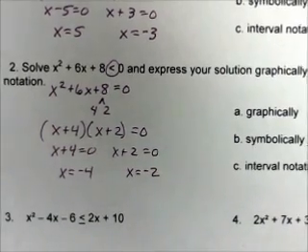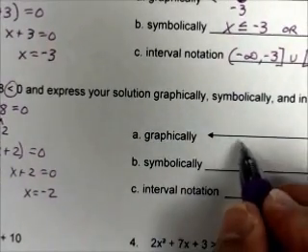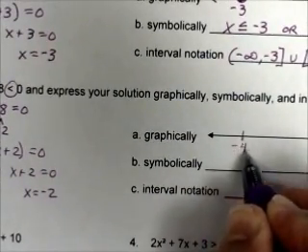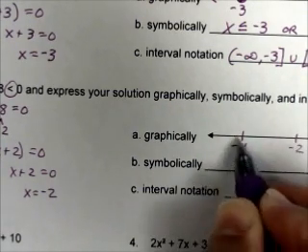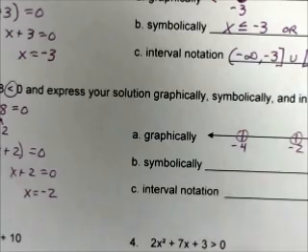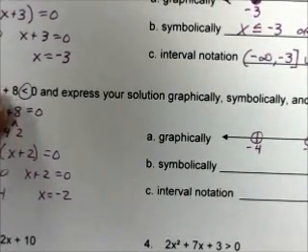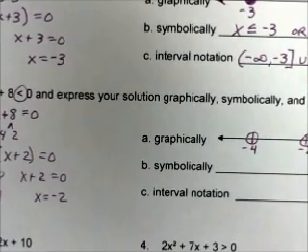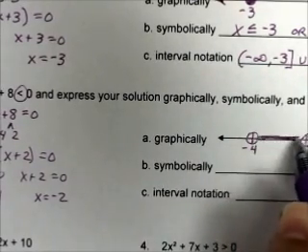Place -4 and -2 in their appropriate places on the number line. Right? -4 is smaller than -2. Circle each. And our original inequality was less than, so we are going to shade between. So this is a graphic solution.